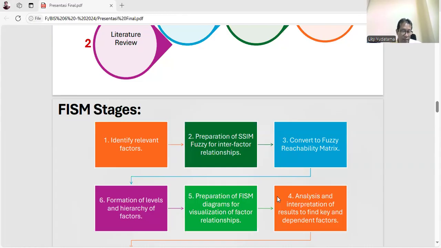Six, analysis and interpretation of results. The results from the FISM analysis are interpreted to identify key and dependent factors. This analysis helps in understanding which factors are the primary drivers and which are more dependent on others. Seven, validation and implementation of FISM analysis results. The final step is validating the analysis results and implementing them into practical recommendations. These recommendations aim to enhance academic integrity by addressing the key influencing factors.